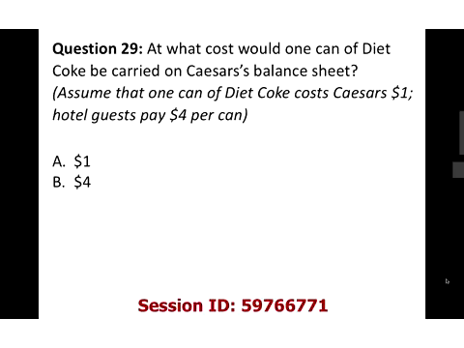Okay, this goes back to the very first question we started class with today. And we talked about this Monday, we always carry inventory on our balance sheet at our cost. We don't carry it on what we're going to sell it for. The only thing we ever use sales revenue for is on the income statement. But when we're talking about our balance sheet, we carry inventory at our cost. So what cost would 1 can of Diet Coke be carried on that balance sheet at? Going to close this in about 5 seconds.